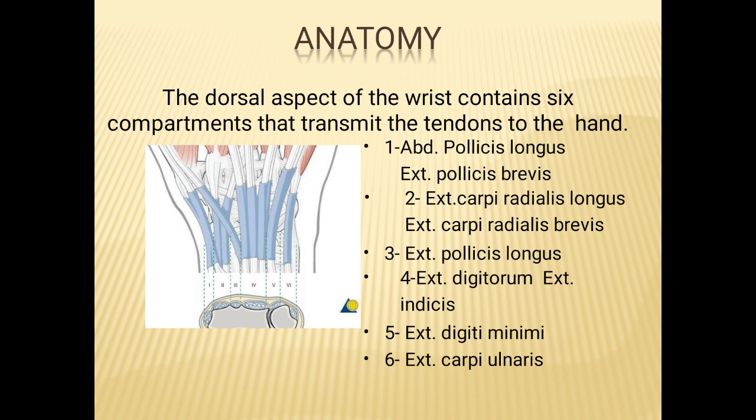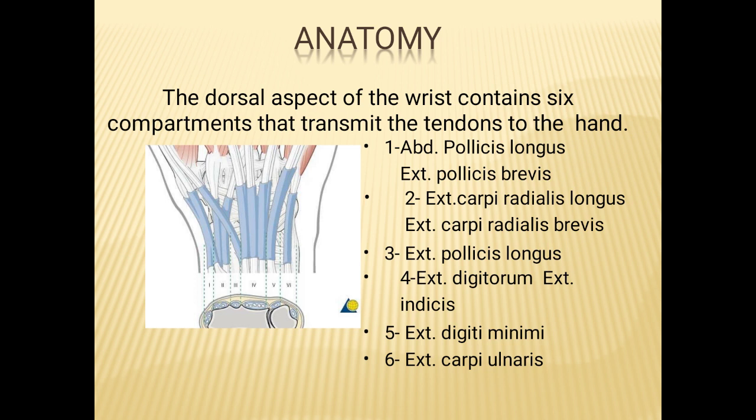The first compartment comprises abductor pollicis longus and extensor pollicis brevis, and the second compartment consists of extensor carpi radialis longus and extensor carpi radialis brevis. The third compartment comprises extensor pollicis longus, the fourth compartment extensor digitorum and extensor indicis, the fifth compartment extensor digiti minimi, and the sixth compartment extensor carpi ulnaris.